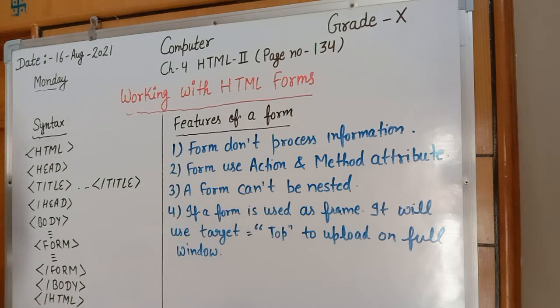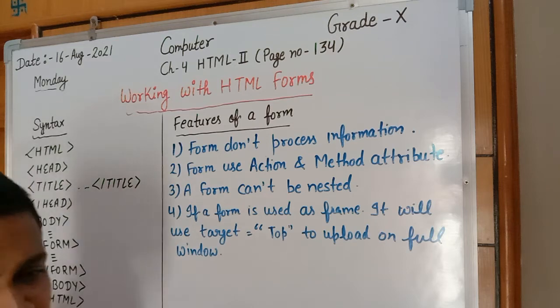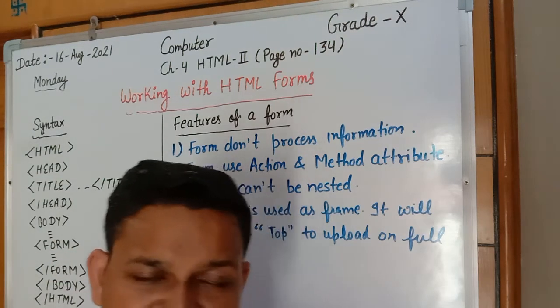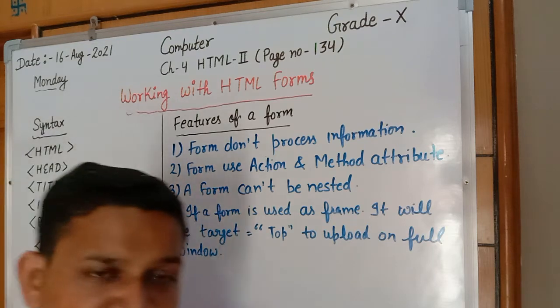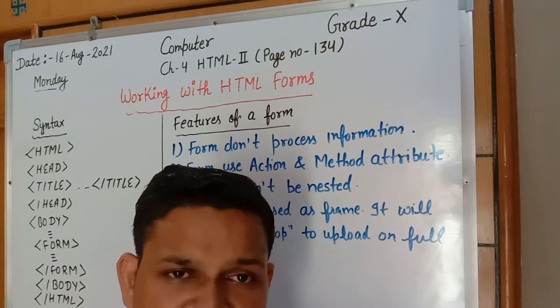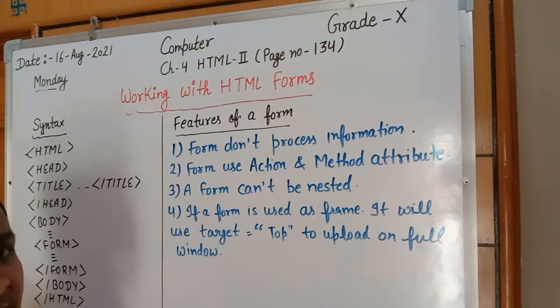And if a form is used as a frame, if we are making a form in a frame, then we need to set the attribute that is target, and target will be set as top to display the form on the full screen of current window. It means if we want to display on full screen, in that case we need to set the target equal to top position. So these are some properties or features of form tag. Now we will discuss about the attributes of a form tag.